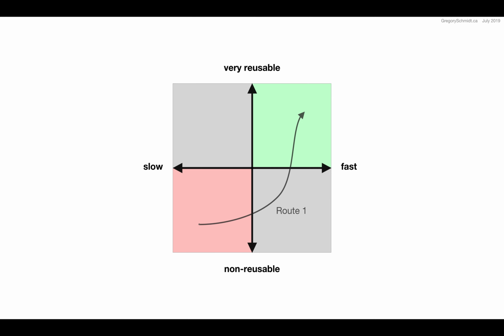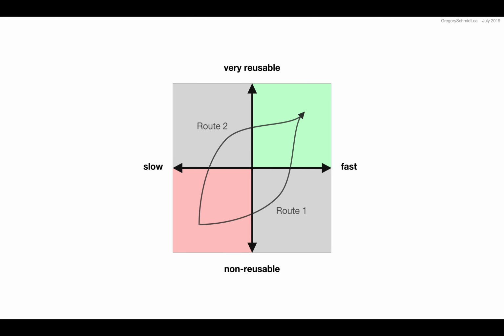Route 2 has the dominant movement along the y-axis. So in this case, you move from the bottom left quadrant up to the upper left quadrant, and then finally to the top right. The benefit in this case is having higher reusability at the start, but this comes with the trade-off that speed may be diminished at the beginning, and that this route might be more resource intensive at the start.